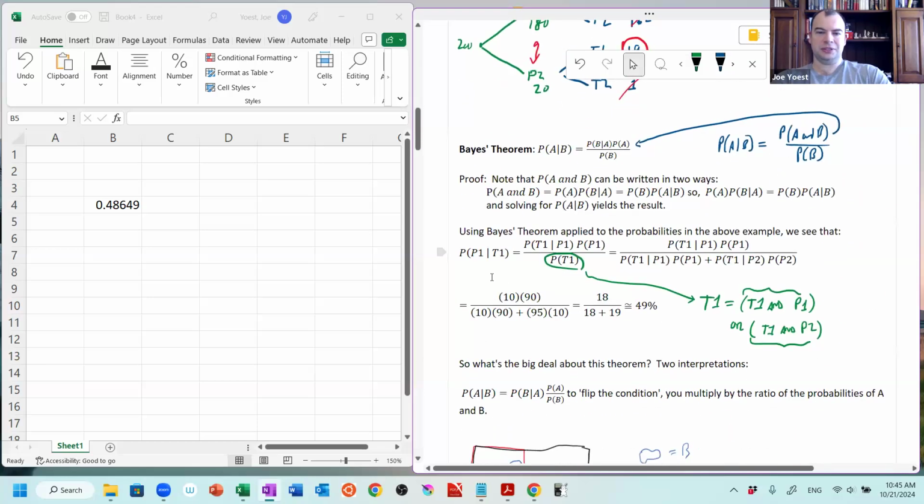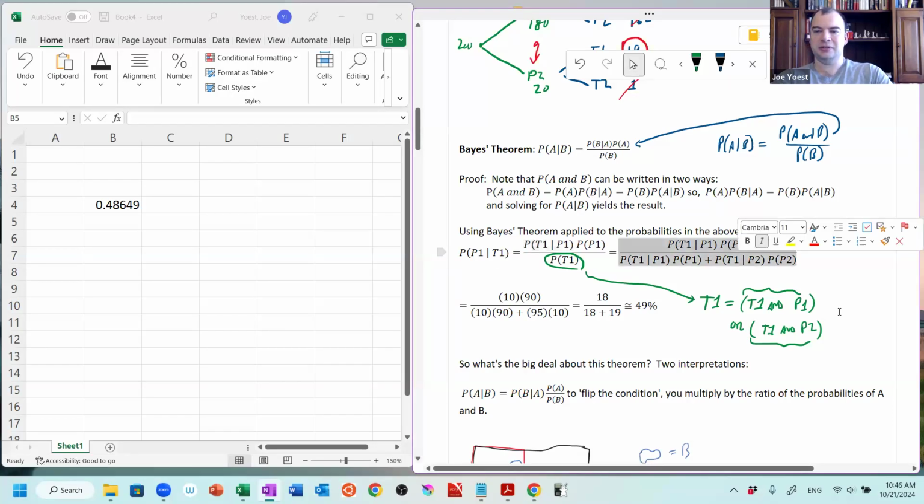So I can view Bayes' rule as just a way to flip a condition. This is the probability that I want, conditioned on type 1, but I don't have that information readily available to me. However, I do have readily available information about probabilities conditioned on the plant that the car came from. I do have this information, probability of type 1 given plant 1. I'd like to flip that condition around. Instead of plant 1 given type 1, I'd like it to be the other way around, type 1 given plant 1. Those are not the same probability, but I can convert one to the other using Bayes' theorem.